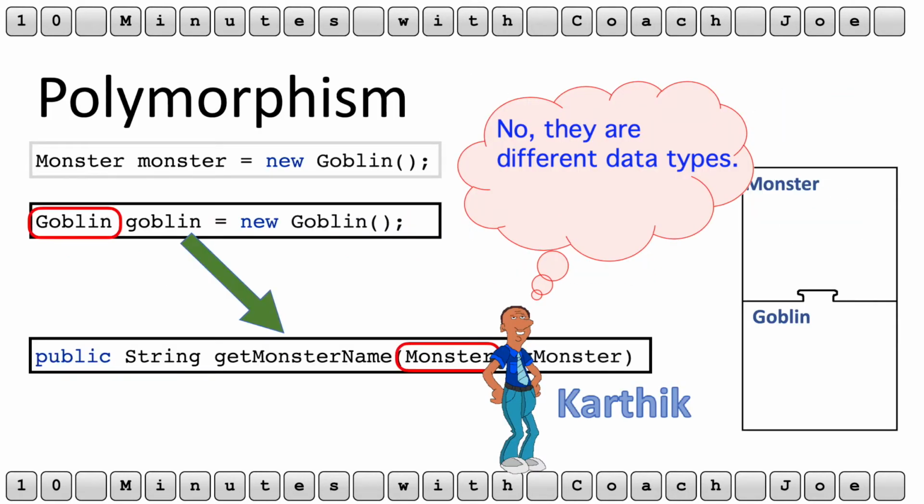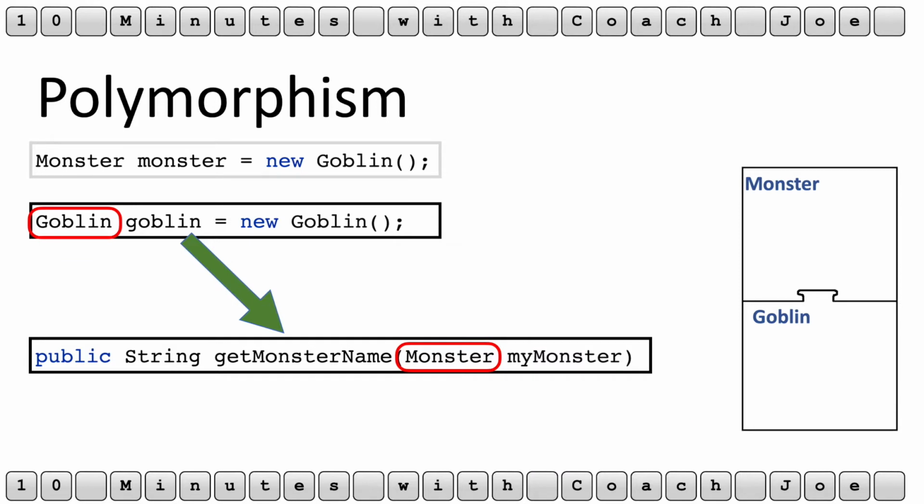It is true, the data type for the method parameter is different than the data type of the goblin variable being passed. However, they both share the same object reference, monster. The method is expecting a monster data type. The goblin variable is a goblin class, but it's extending or implementing monster. Because of this relationship, the goblin variable can be passed to the method. This is another form of object reference polymorphism with the use of parameters.